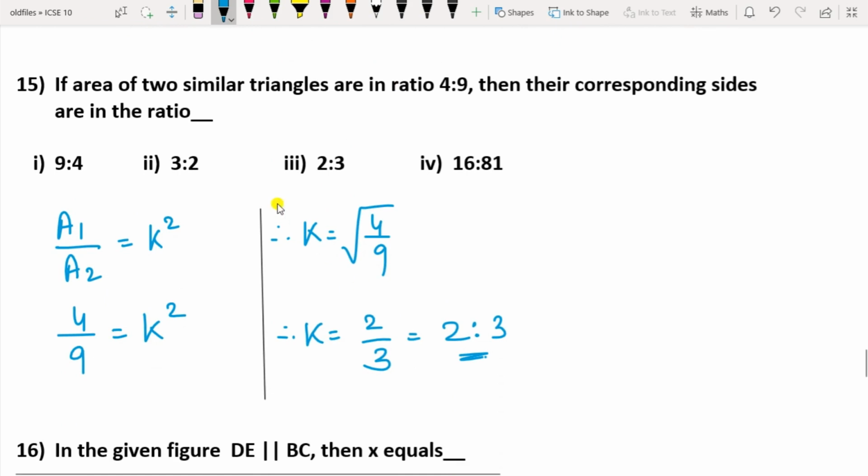If areas of two similar triangles are in the ratio 4:9, then the corresponding sides are in the ratio. Now here area has been given, you have to find the sides. So area is given 4 by 9, 4:9, okay? So its sides you have to find. So area equal to k square. Therefore k will be equal to root of 4 by 9. Therefore k is 2 by 3. So 2:3, that is option 3 is the correct option.